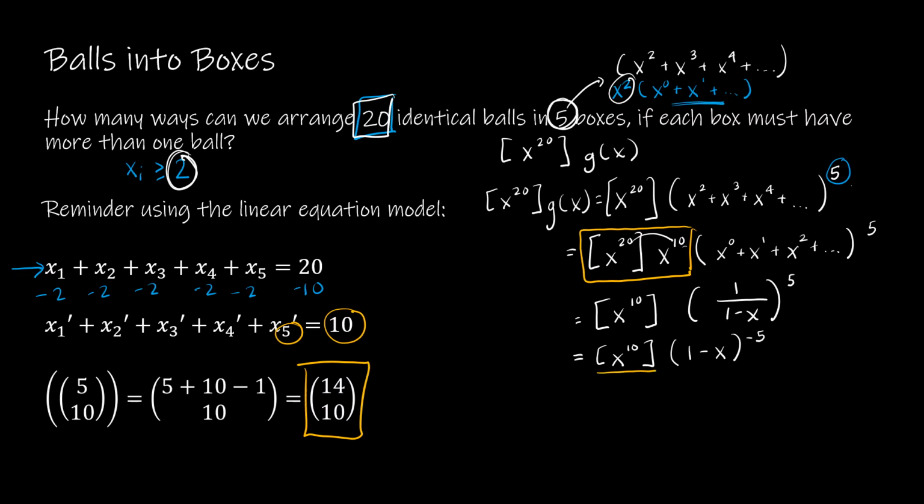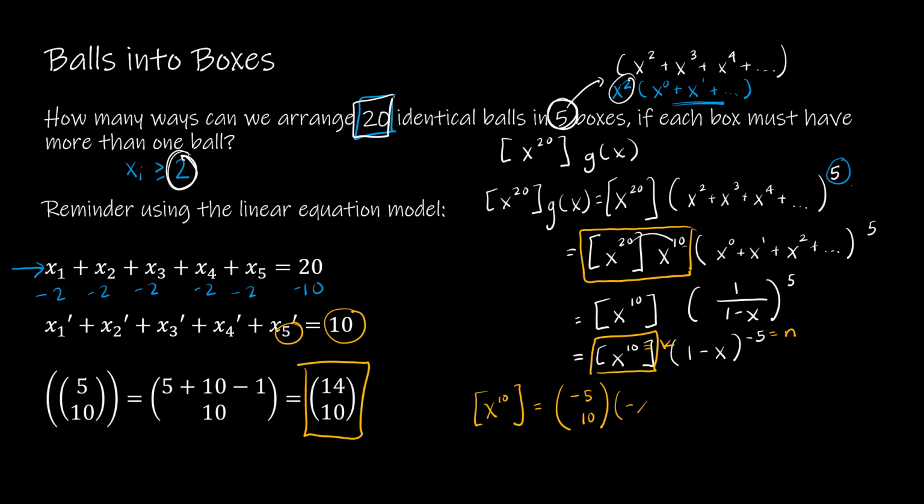Well, remember, I'm trying to find x to the 10th. I'm trying to find the coefficient for when x is to the 10th power. This tells me that this is n, 10 is k, and so to find x to the 10th, I'm taking -5 choose 10, and then of course negative x, -x to the 10th power.